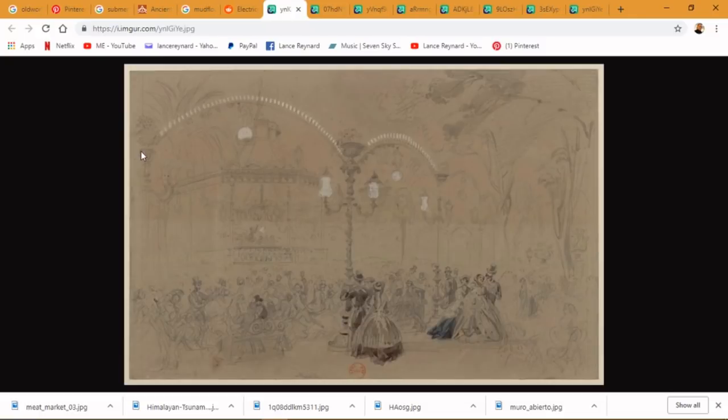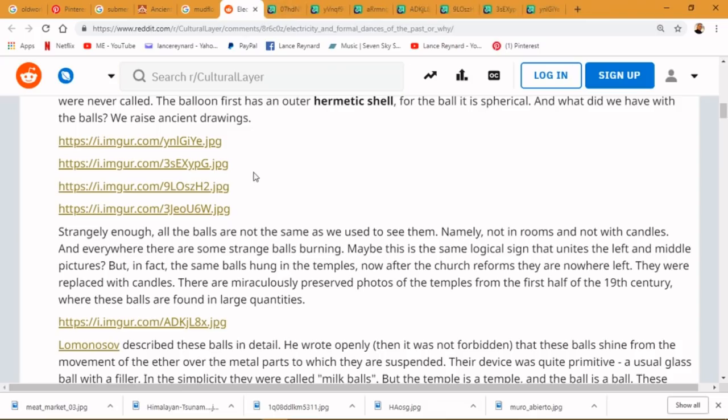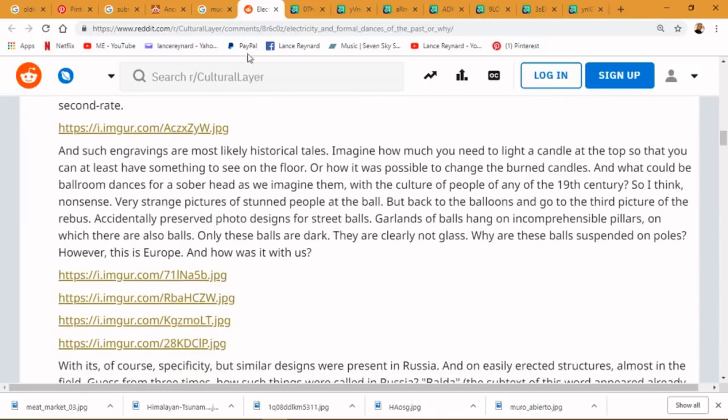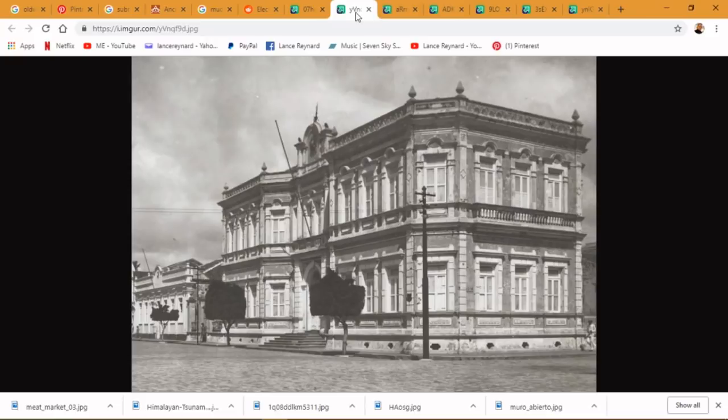I want to see balls. I want to see dances like this. Don't give me your crap. Basically, ipso facto. Back in the day, they had electricity. They had it in their parties.